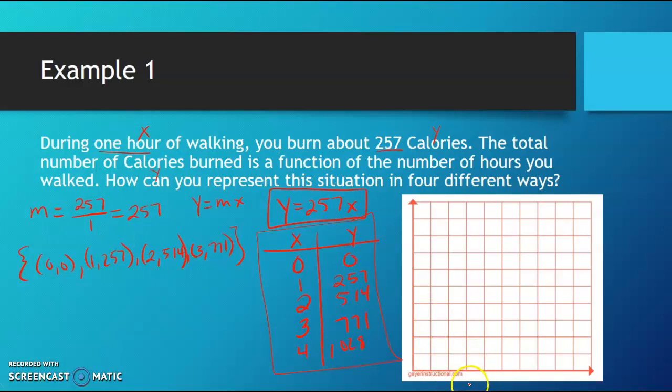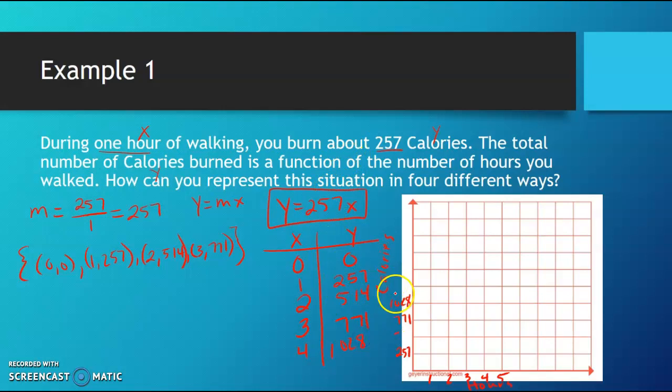So I'm going to label this hours, and this calories. And I'm going to make this go by ones. 1, 2, 3, 4, 5. And then, just to make this easier, I'm going to make this go by 257. So this would be, because I already have these numbers, 514, 771, 1,028. Sorry, this 514 does not look like a 514, and here I am just erasing a whole bunch of stuff.